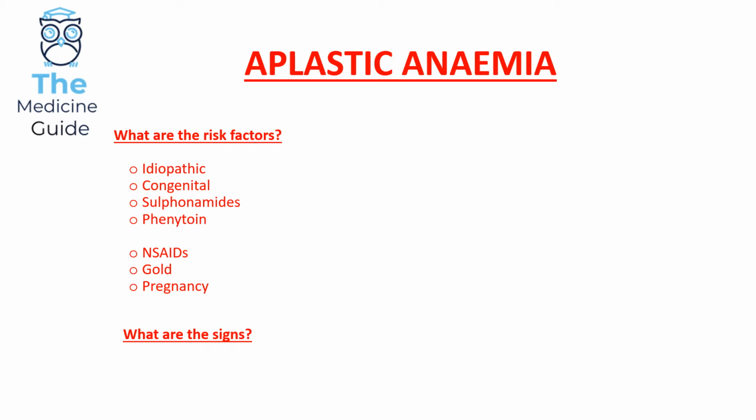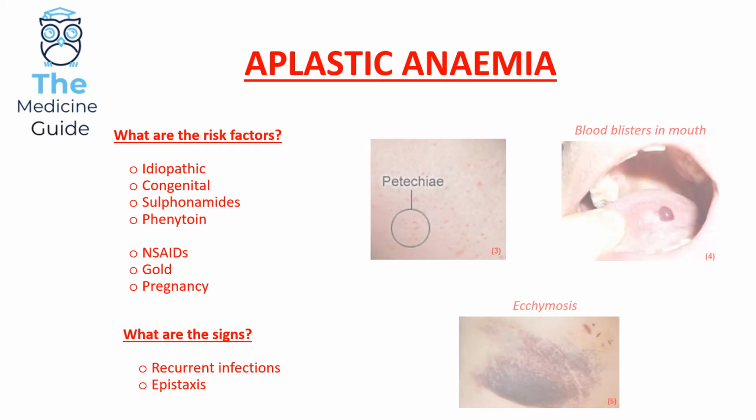Some of the signs that these patients will show is that they'll suffer from recurrent infections and epistaxis, which is nose bleeding. Other signs involve petechiae rash, blood blisters in the mouth, and ecchymosis, which is a description of a specific type of bruising found in these patients.